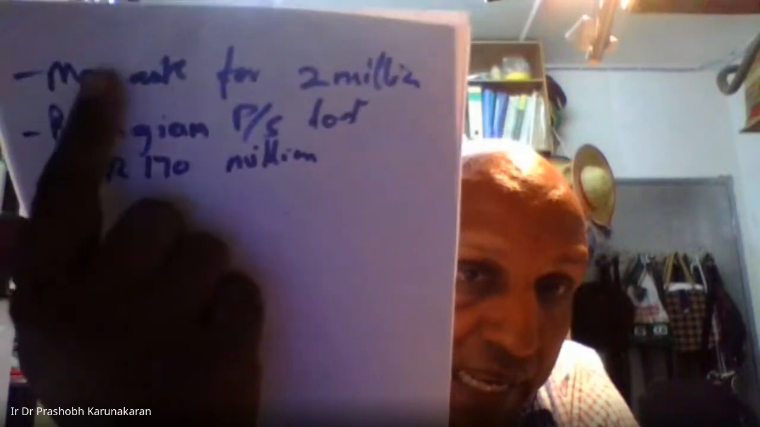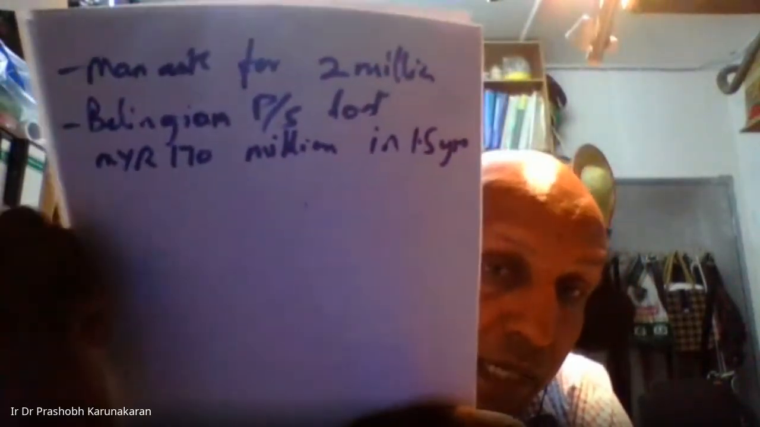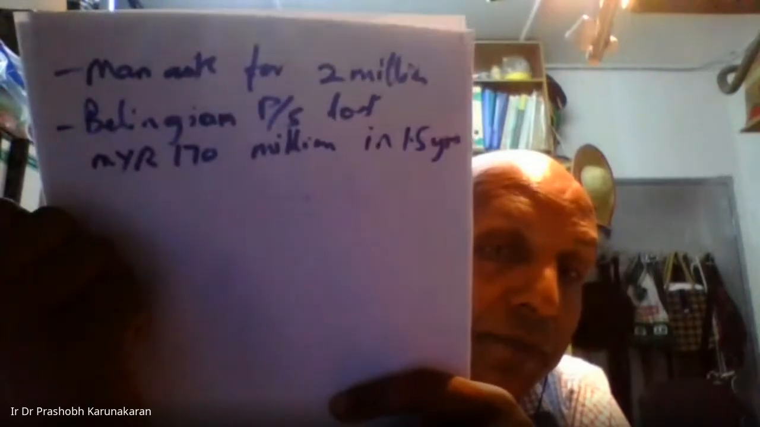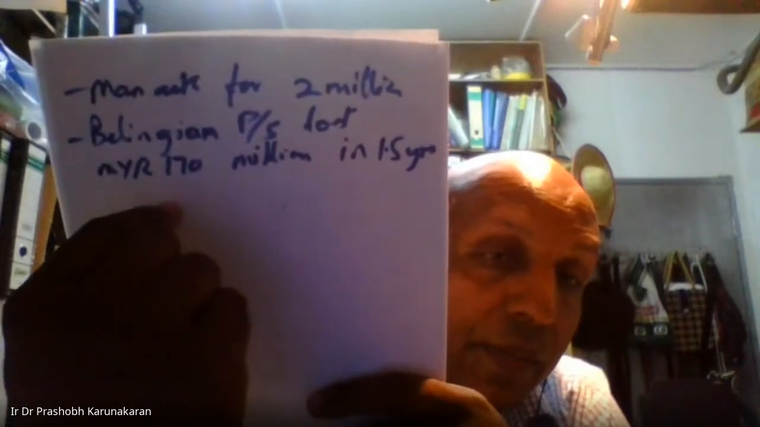So that man is asking for 2 million. Bellingham Power Station, in 1.5 years, lost 170 million. So who lost more? He only won 2 million. This one they lost 170 million. So in the end, it is SESCO who loses if you don't give proper compensation. Okay. Because your project will be delayed. So that's why they are trying to take away that law now.